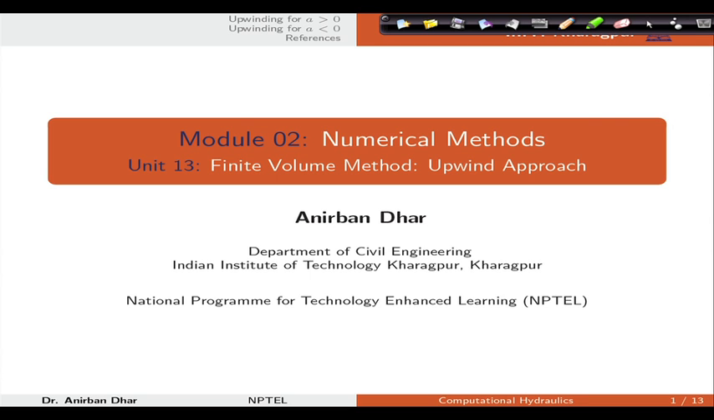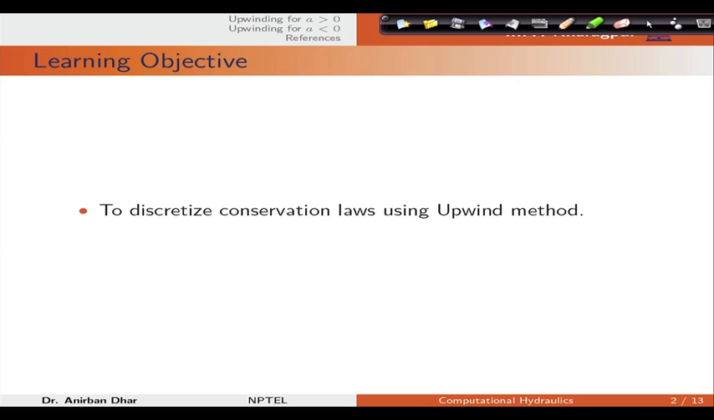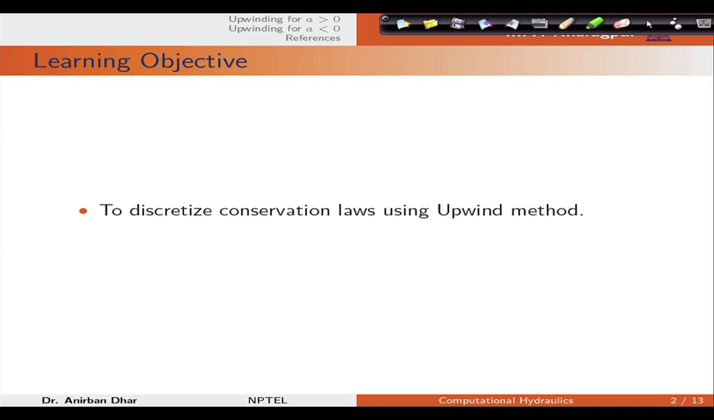So, in this particular lecture, we will be concentrating on the upwind approach. Learning objective: at the end of this unit, students will be able to discretize the conservation laws using the upwind method.